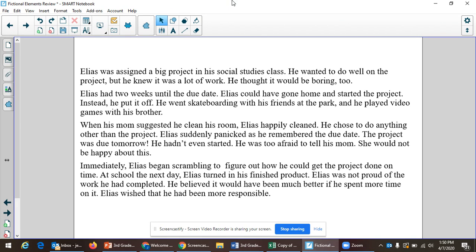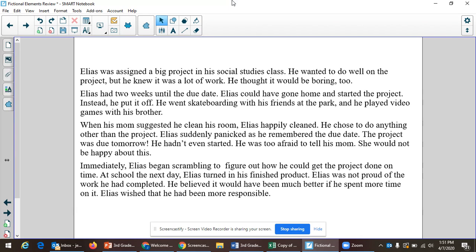Elias was assigned a big project in his social studies class. He wanted to do well on the project, but he knew it was a lot of work. He thought it would be boring too. Elias had 2 weeks until the due date. Elias could have gone home and started the project. Instead, he put it off. He went skateboarding with his friends at the park, and he played video games with his brother. When his mom suggested he clean his room, Elias happily cleaned. He chose to do anything other than the project.